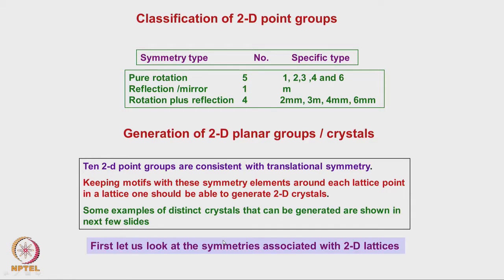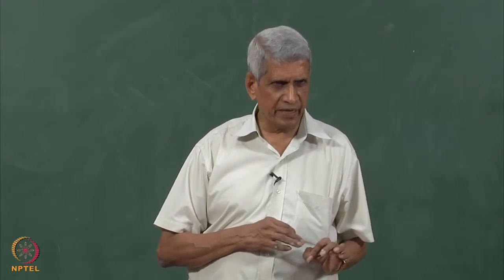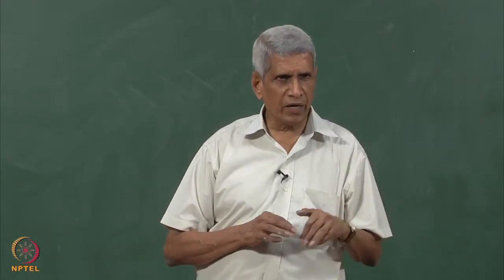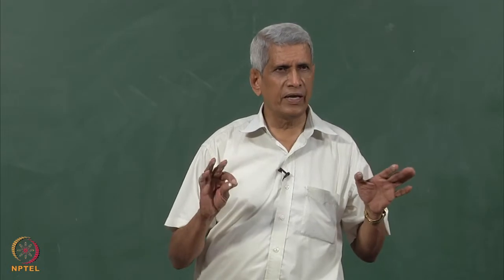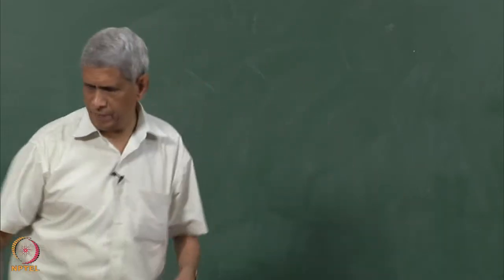Now, let us look at some symmetries associated with the 2-dimensional lattice, because we have looked at only the point group symmetry, correct? That is around a point which we have considered, which is consistent with the periodicity of the lattice. Okay.